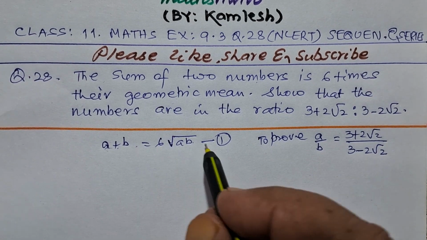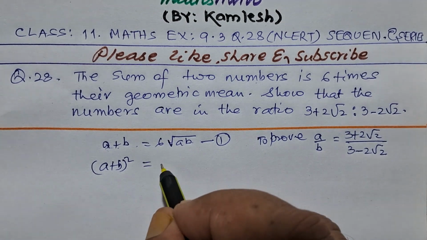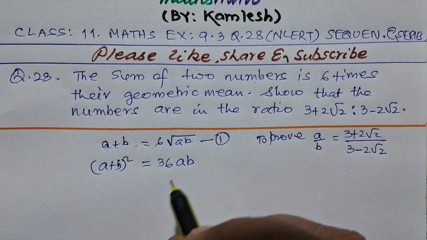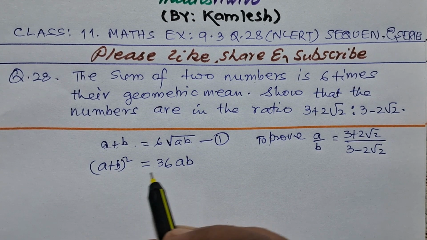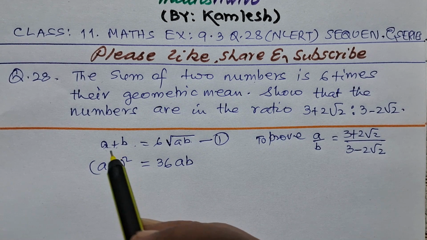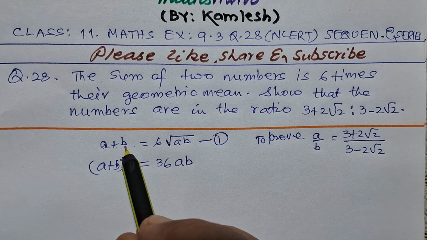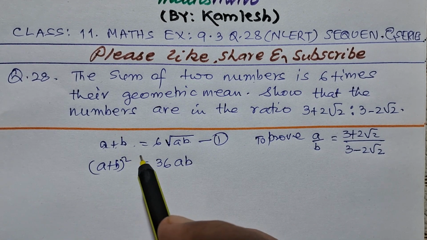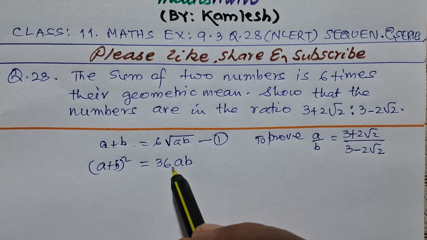By squaring both sides, a plus b whole square will be 6 square, which is 36, times root under ab whole square, which is ab. Right, now a plus b whole square is here, and at least we have to find the value of either a or b. So to eliminate b, we have to know the value of a. We shall eliminate this b. For that we take a plus b whole square is 36ab.